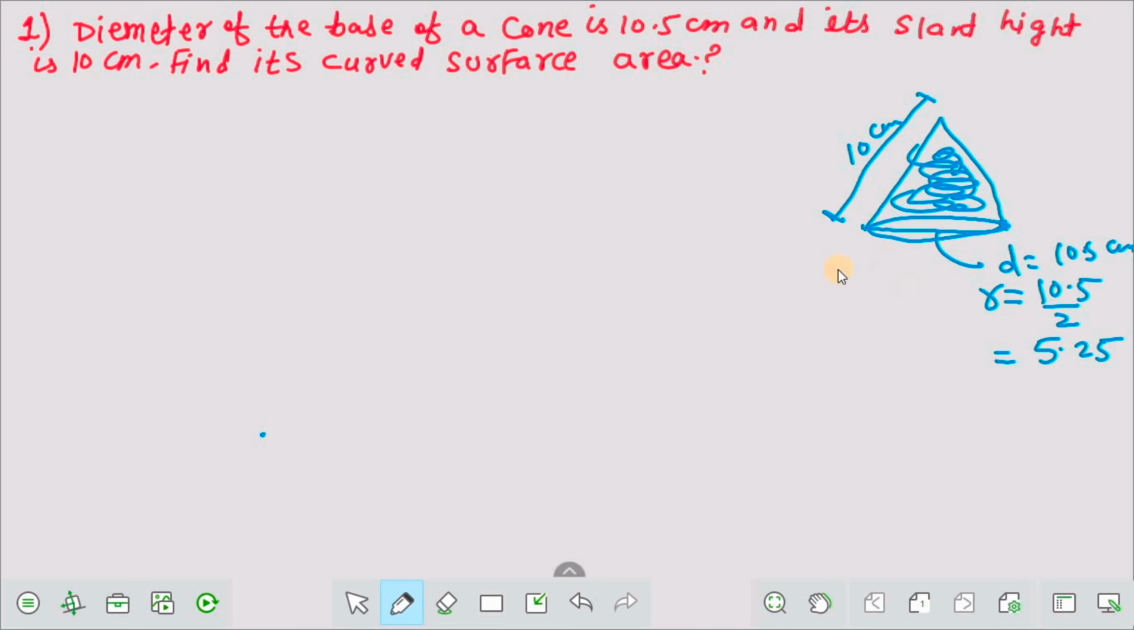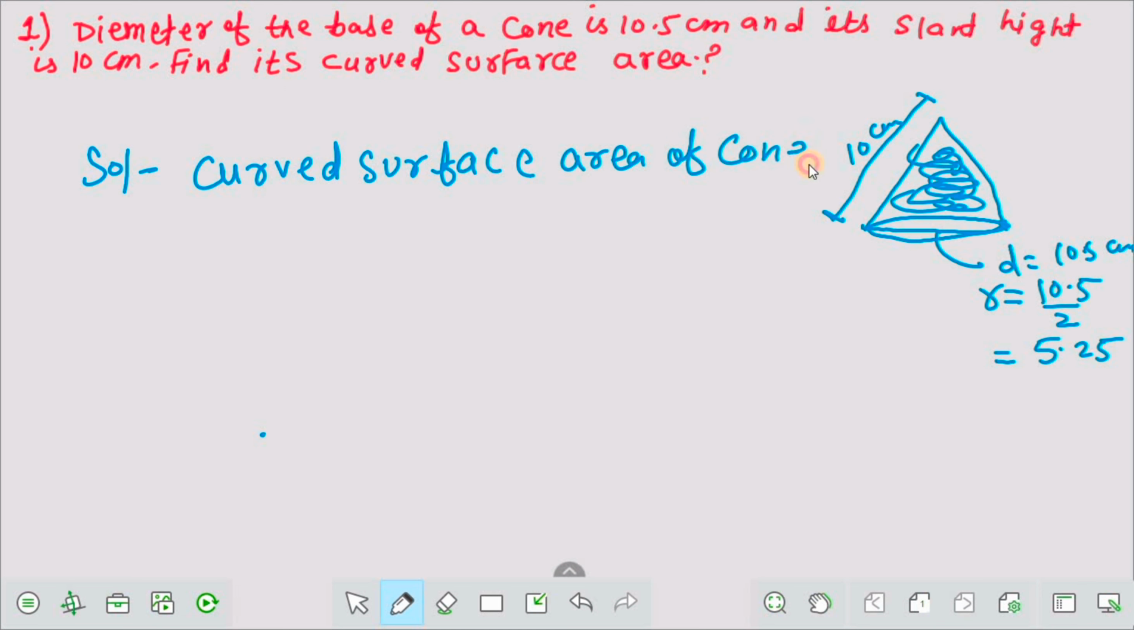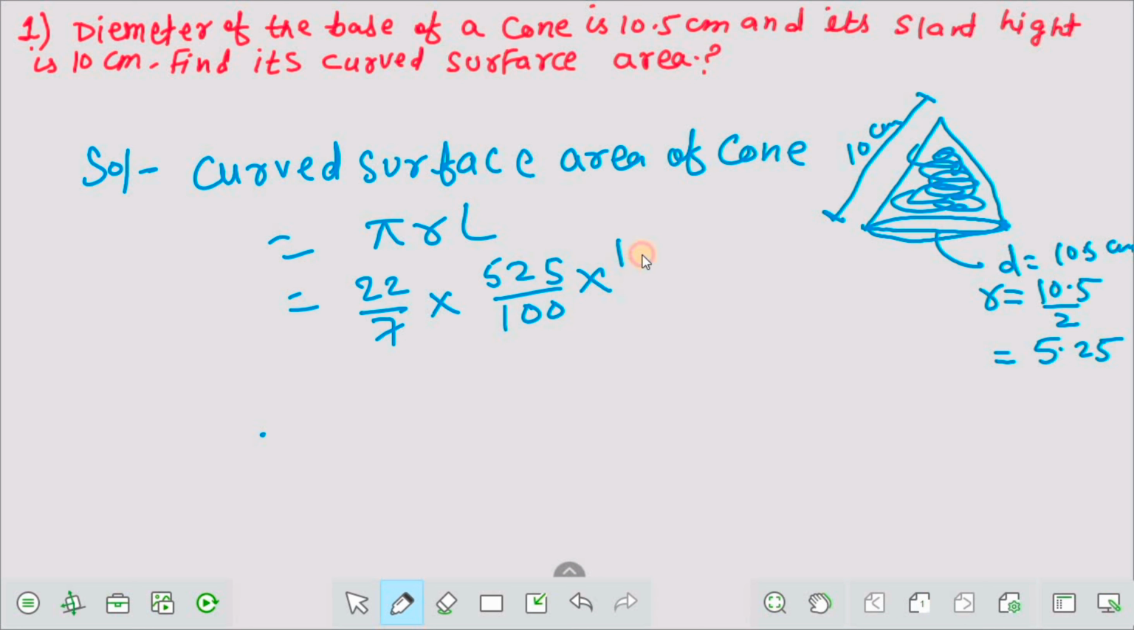So let's see how I will find it. So now the formula of curved surface area of cone is pi RL. So pi is equal to 22 by 7. R is given 5.25, we can write 525 divided by 100, into L is given, this is 10 centimeter. Okay, now just solve this.